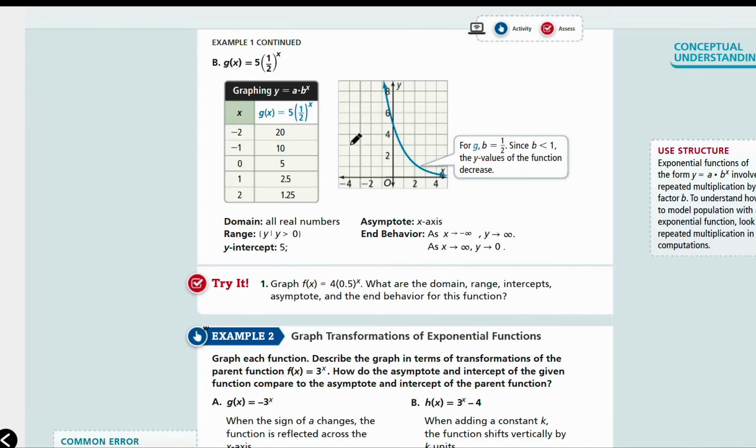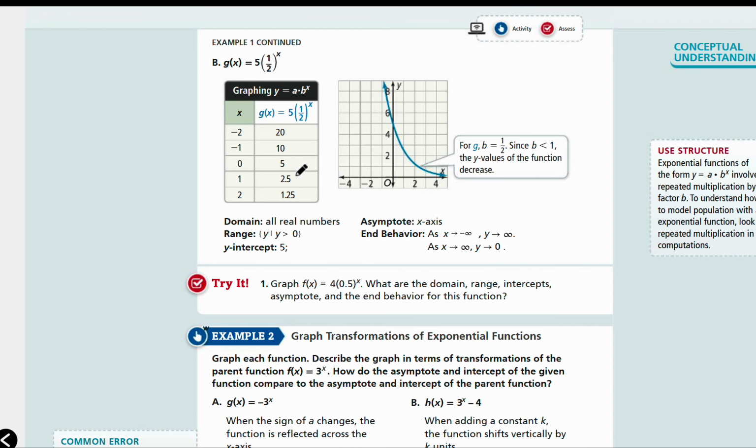Let's look at part B in example 1. When you graph a b to the power of x, where b is a rational number, then you'll see that the graph is decreasing because every time you're multiplying by that fraction. And if you multiply by a fraction less than 1, then you know your number is going to get smaller and smaller every time. So this is an example of a decay factor, a decay function.